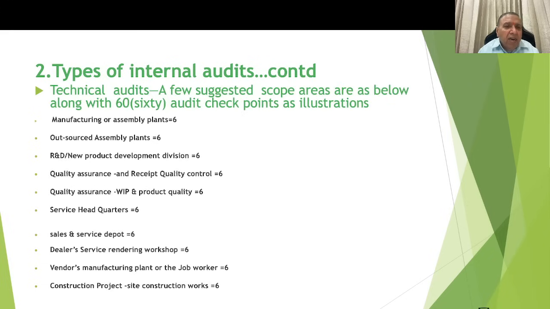Technical audits are, for example, the manufacturing or assembly plants, outsourced assembly plants, R&D or new product development division, quality assurance like receipt quality control, quality assurance like work-in-process and product quality audit, service headquarters audit, sales and service depots audit, dealer service rendering workshops, vendor manufacturing plants, and construction projects like site construction works.